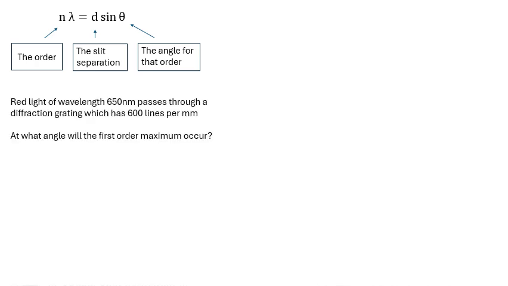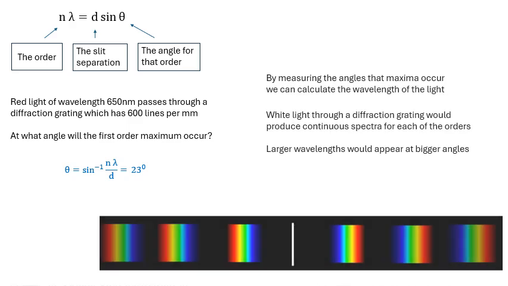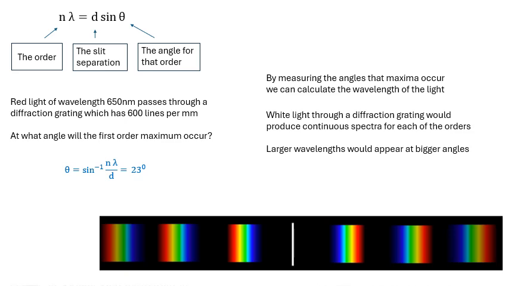Here's a question for you to do. Red light of wavelength, given, passes through a diffraction grating, given. At what angle will the first order maximum occur? And there you go. So rearranging the equation, theta is sine to the minus 1 of n lambda over d. n is 1 because it's first order. Lambda we're given. d, again, it's 1 over 600,000. And you should have got 23 degrees. So by measuring the angles that maxima occur, you can work out the wavelength of the light.